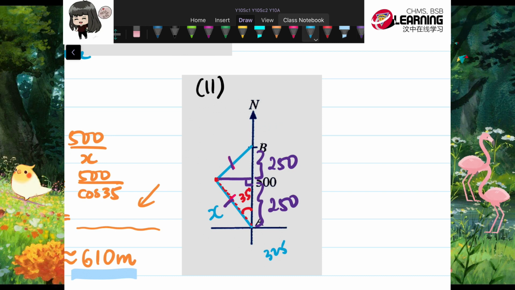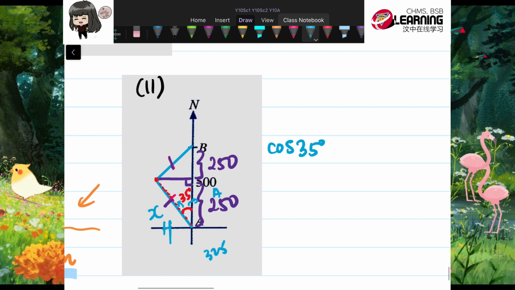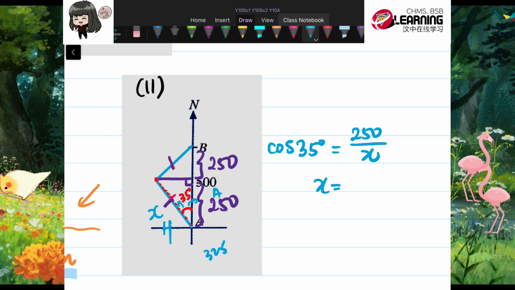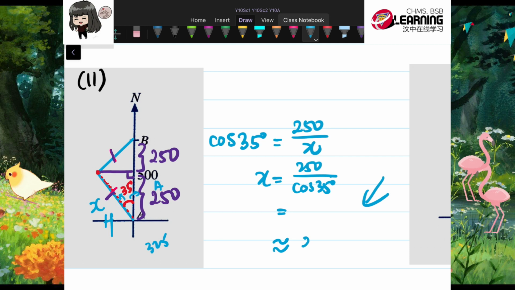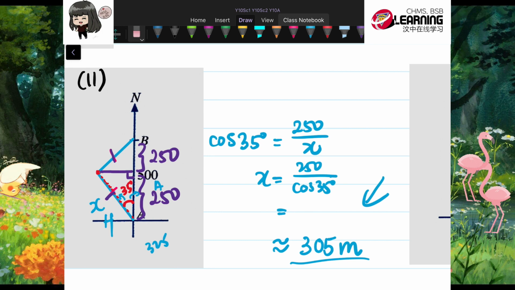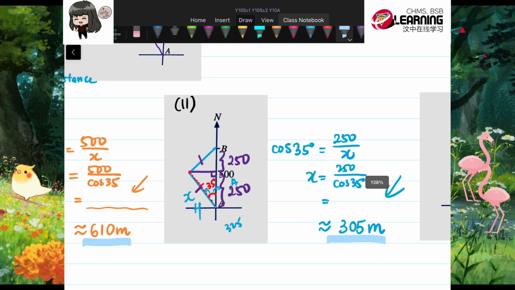Here we can also use SOHCAHTOA to find X. We have the hypotenuse here, so your X is your hypotenuse, and your adjacent is 250, so we use cos. So cos 35 degree equals 250 over X. So X equals 250 divided by cos 35 degree. You press the calculator and tell me the answer that is not rounded off. The rounded answer is 305 meter in 3 significant figure. That's how you do part 2.